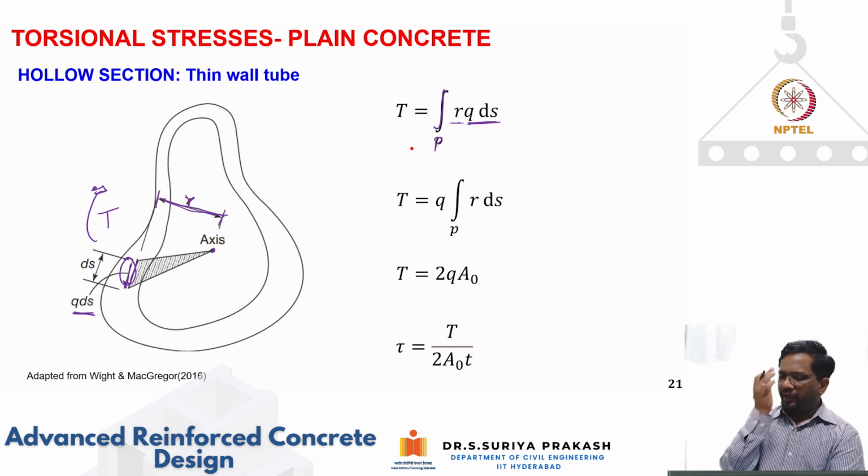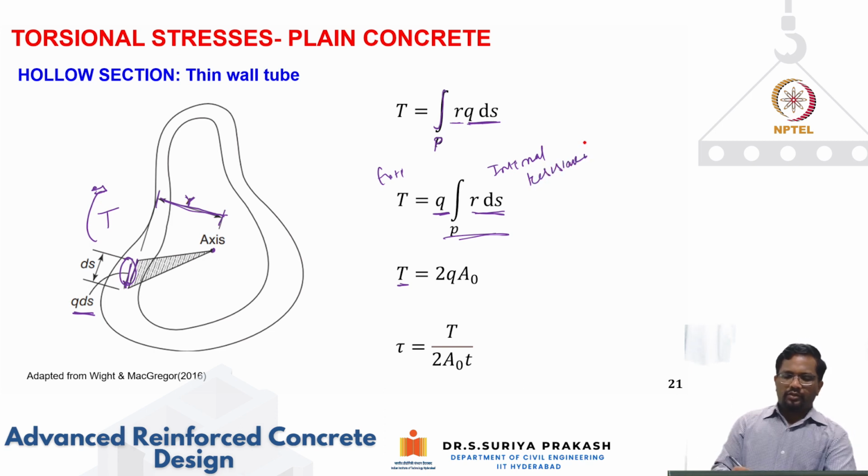Okay. So when I do this over the perimeter of the tube, we know that the shear flow is constant, irrespective of whether the thickness of the tube is changing. So it will become r into ds. When I integrate this r into ds, and then multiply by the shear flow, I will get the torque. So this is the externally applied torque, and this is your internal resistance.